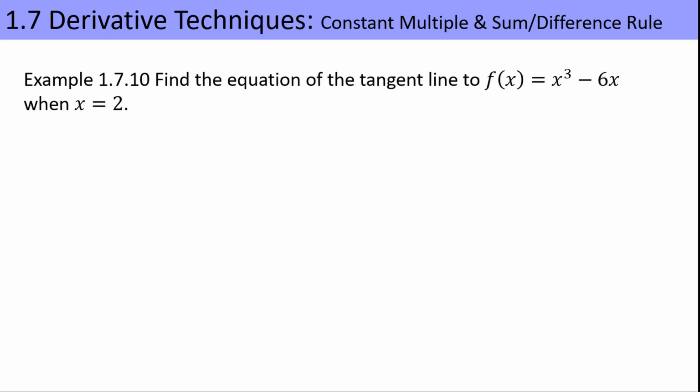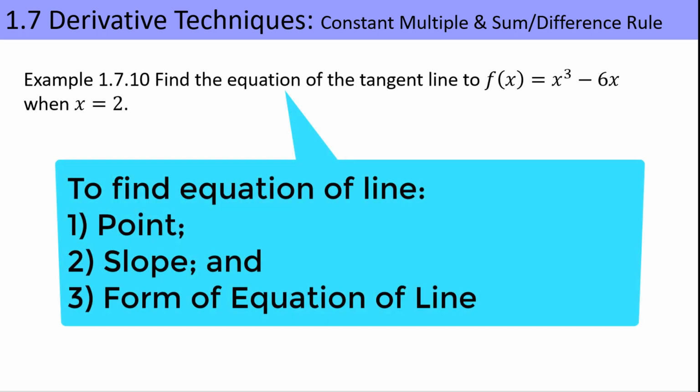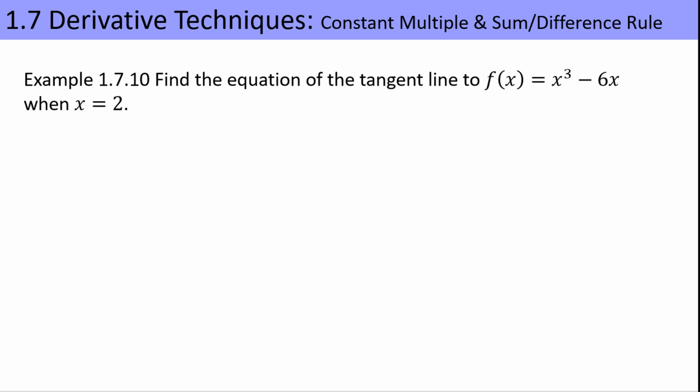Example 1.7.10. Find the equation of the tangent line to f of x equals x cubed minus 6x when x equals 2. In order to get the equation of any line, you must have 3 pieces of information. They are 1, the point on the line, 2, the slope of the line, and 3, an equation form of the line. Let's begin by first finding the point.